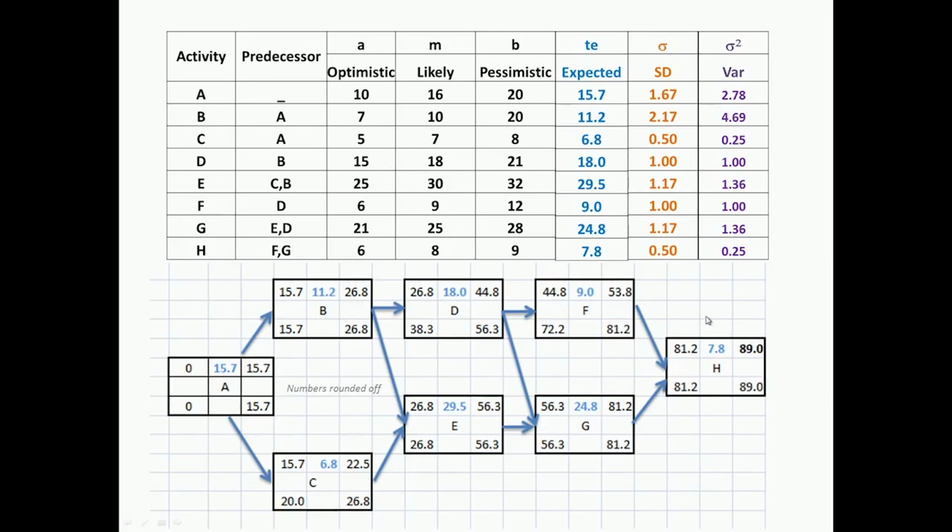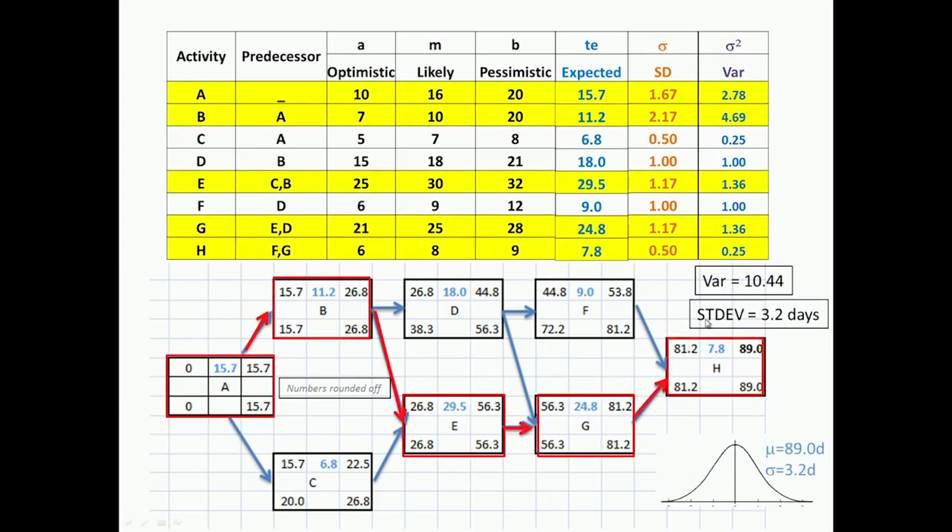Now we do more computations. For example, we can find the critical path. You can see the critical path goes through A, B, E, G, H.